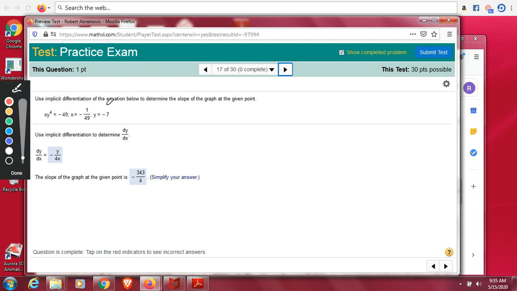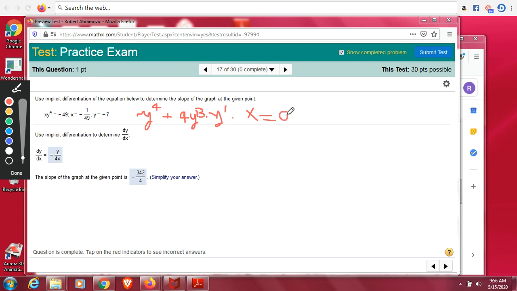Next question is to use implicit differentiation of the equation below to determine the slope of the graph at the given point. x times y to the fourth equals -49, where x is -1 over 49 and y is -7. To determine dy/dx, we need to use the product rule. The derivative of the left-hand side is just going to be y to the fourth plus 4y cubed times y prime times x equals 0.